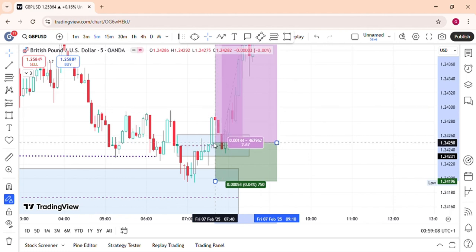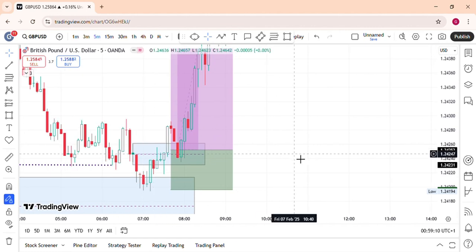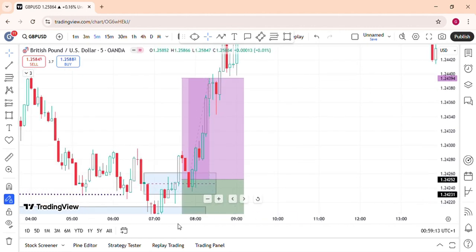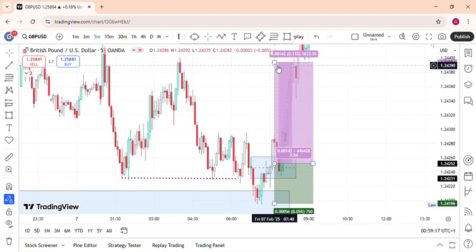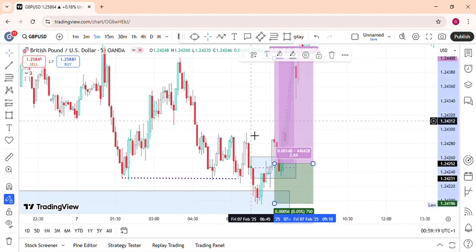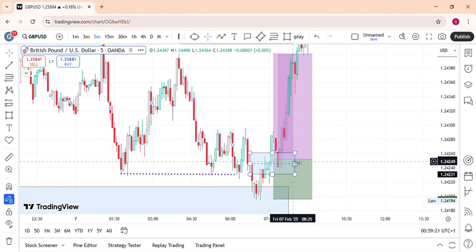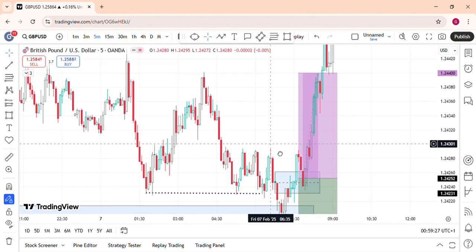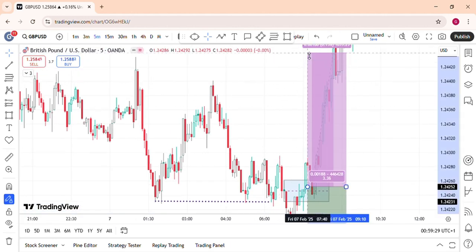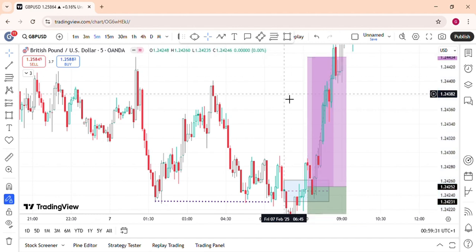And you target the previous high. This is your previous high here. You can see the market is giving you a risk reward ratio of 2.64. You can as well put it here, just above this wick right there. Market is giving a risk reward.